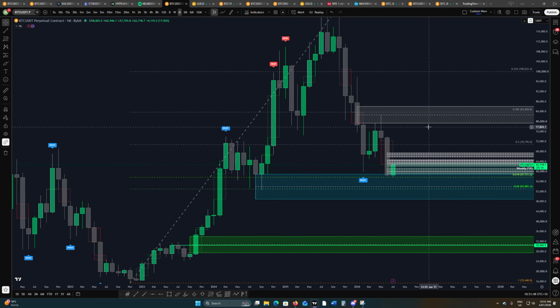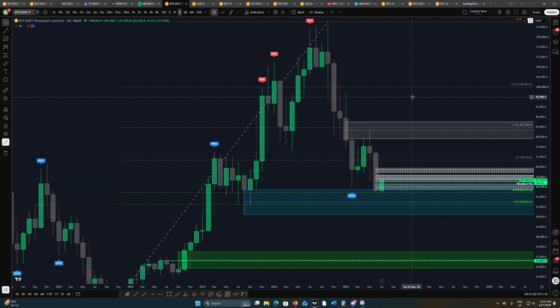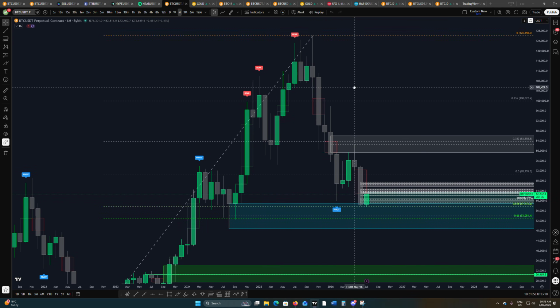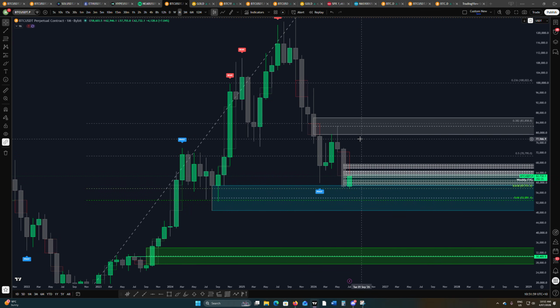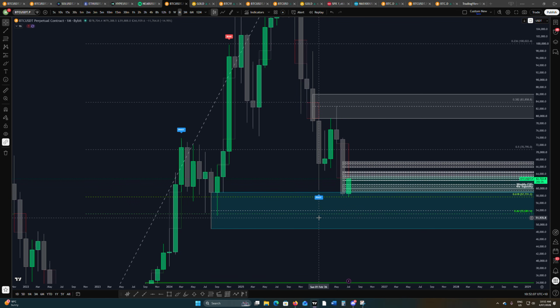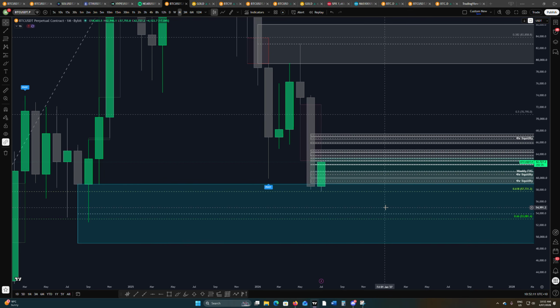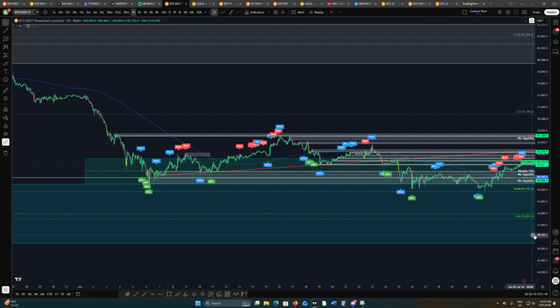Not to say that there are strong areas in here that I would think is reasonable to take trades off, because there isn't. It would just be this profit area that I would be wanting to look at. So interesting nonetheless, but we'll go to the 1 hour.